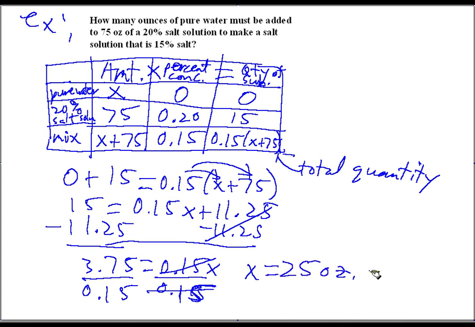25 ounces of what? Pure water we need to add. So if I add 25 ounces of pure water into 75 ounces of the 20% salt solution, it will dilute the solution down to 15%. So the answer here is 25 ounces of pure water. Again, we're using this table here of A times R, amount of solution times percent concentration of solution, is equal to the quantity of substance in the solution. All right? So let's go ahead and try another one. Let me clear out the screen. The key idea for the equation is what we get out of it, what we put into it.